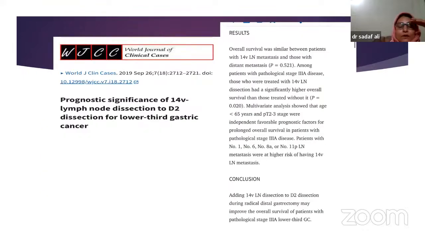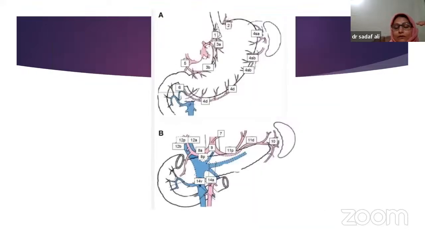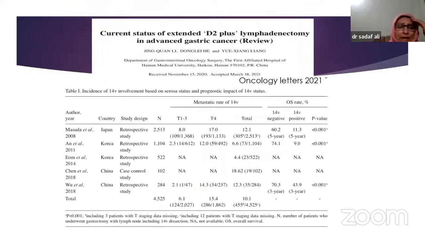Now, a word about the literature support. There are people who have studied it and concluded that there is a better survival in patients who have definite involvement of 14B, and this should be included in the dissection of D2. And what exactly is the node? It is the node over here at the root, and along the superior mesenteric vein, you have to identify and remove it.